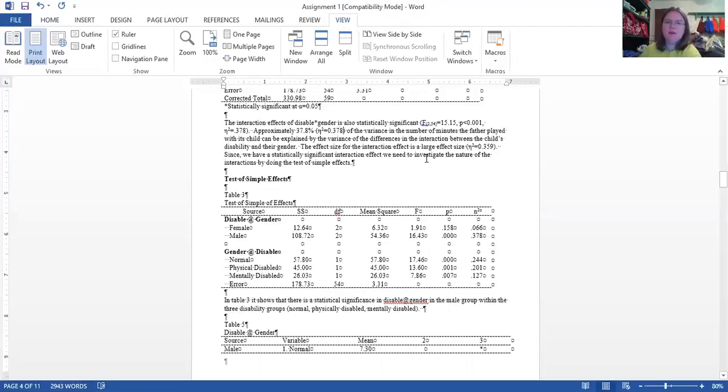Of the variance in the number of minutes the father played with his children, what can be explained by the variance in the interaction between the child's disability and their gender. The effect size of the interaction is large because it's 0.378. Since we have a statistically significant interaction effect, we need to investigate the nature of the interaction by doing a test of simple effects. So this here is our test of simple effects.